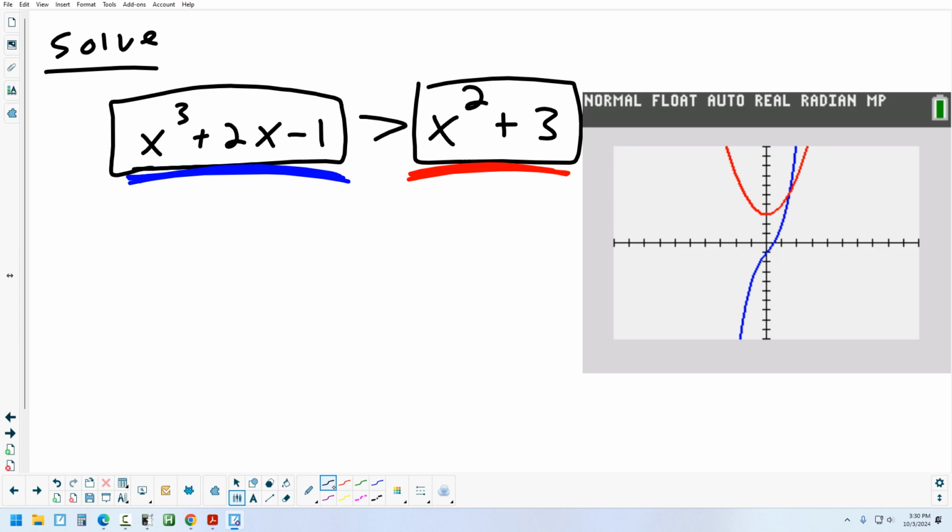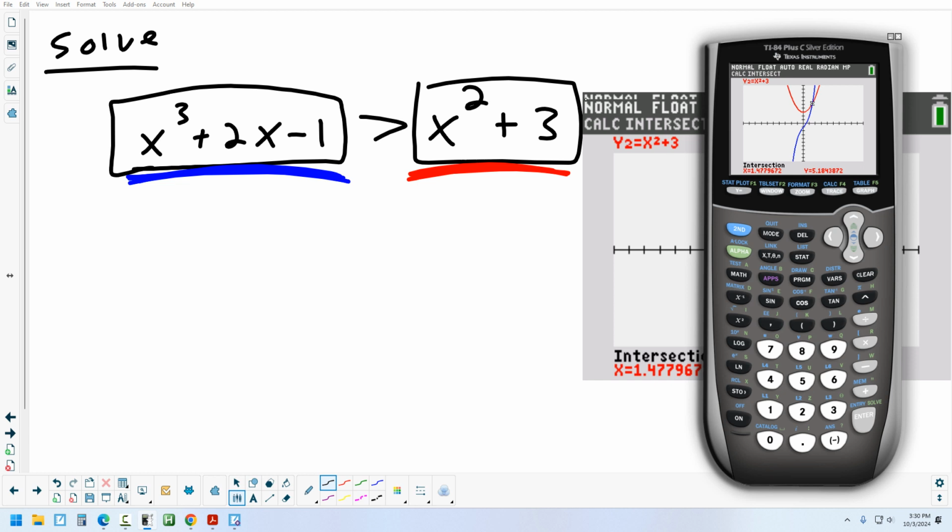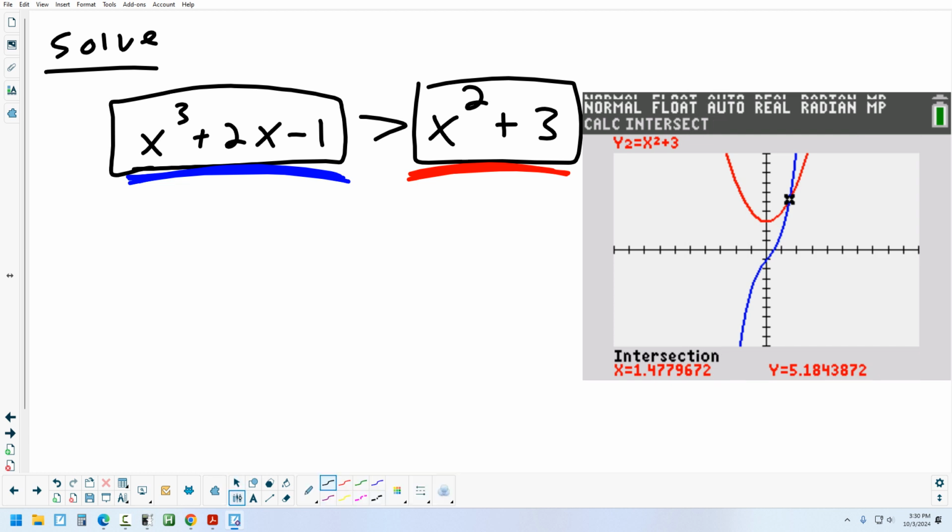Okay. So what do you think we have to find on the calculator here? Intersects. Yep, we gotta find the intersection point. So I'll do second calc intersect. Move my cursor just kind of close to where they cross. It's good enough. And I have my intersection here. So how would I write my answer? Remember, this is an inequality, so the final answer is also going to have an inequality.